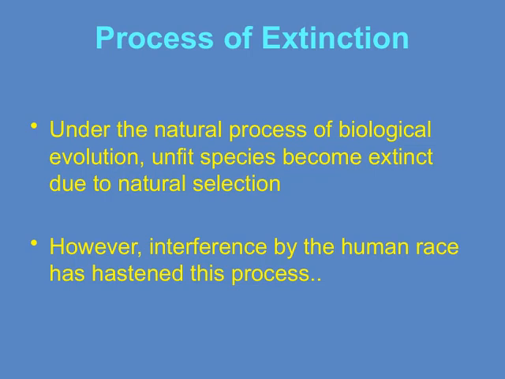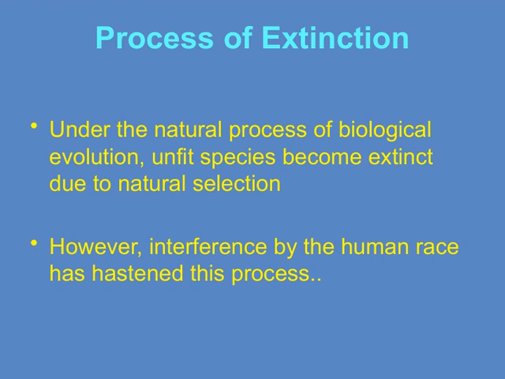Let's take a closer look at the process of extinction. Under the natural process of biological evolution, species that are less suited to their environment or unfit tend to become extinct over time. This happens through a mechanism called natural selection, where only the strongest or most adaptable species survive and reproduce. However, it's important to recognize that human interference has significantly sped up this process.